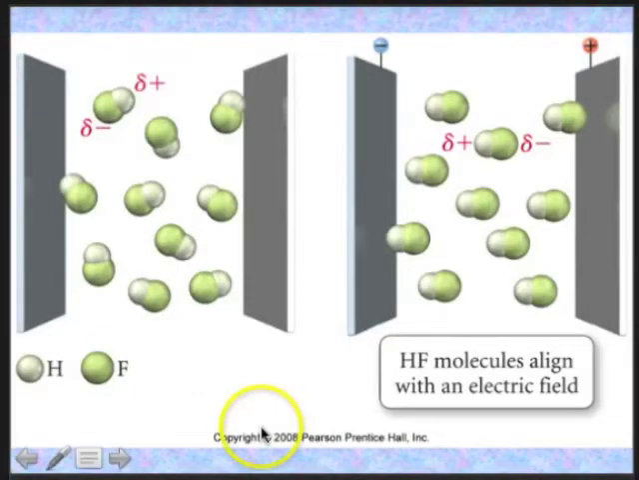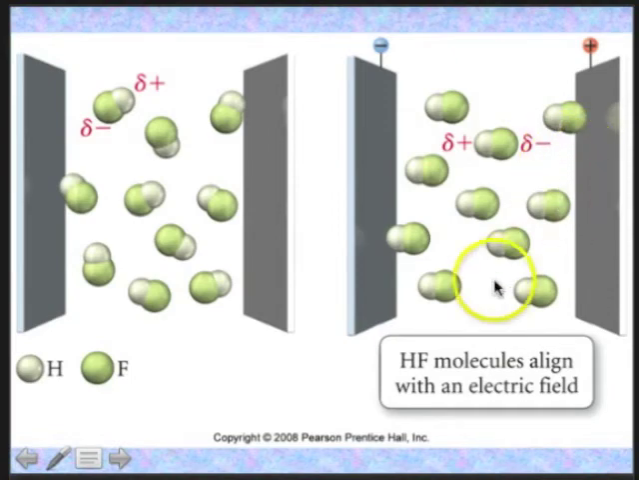Dipole moments are affected in electrical fields. Here are molecules with a dipole that are between two plates. The plates are not charged yet, and you can see there's no organization to the direction in which the molecules are pointing. As soon as you turn on the electrical current, so one plate is negative and the other is positive, the molecules align themselves so that the positive side is toward the negative plate and the negative side of the molecule is toward the positive plate.